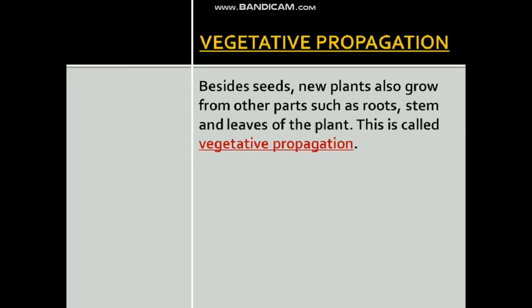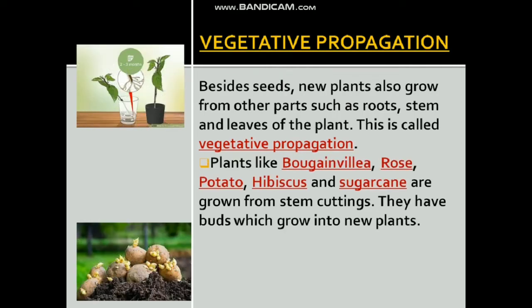Now our next topic is vegetative propagation. We have seen how plants grow from seeds. Now we will learn how plants grow from other parts of the plant. Besides seeds, new plants also grow from other parts such as roots, stems and leaves of the plant. This is called vegetative propagation, growing of a plant from the other parts of the plant. Plants like bougainvillea, rose, potato, hibiscus and sugarcane are grown from stem cuttings. They have buds which grow into new plants.